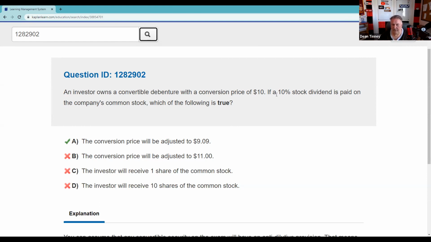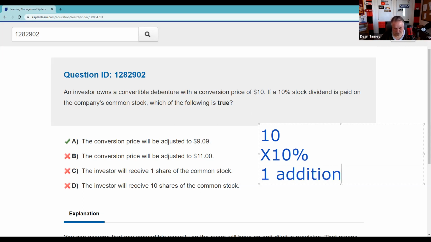So again, now if it's a 10% stock dividend and my conversion ratio is 10, I'm going to adjust my conversion ratio accordingly. So 10, that's my ratio, times 10%. And that means I'm going to be able to get 1 additional share. So my new conversion ratio is 11 shares. And now I'm going to take my calculator. I'm going to take 1,000, divide by the adjusted conversion ratio, and I get $9.09.